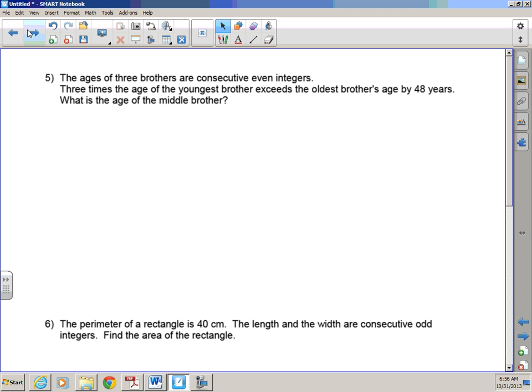The ages of 3 brothers are consecutive even integers. Consecutive even integers. So x is the first, x plus 2, x plus 4.